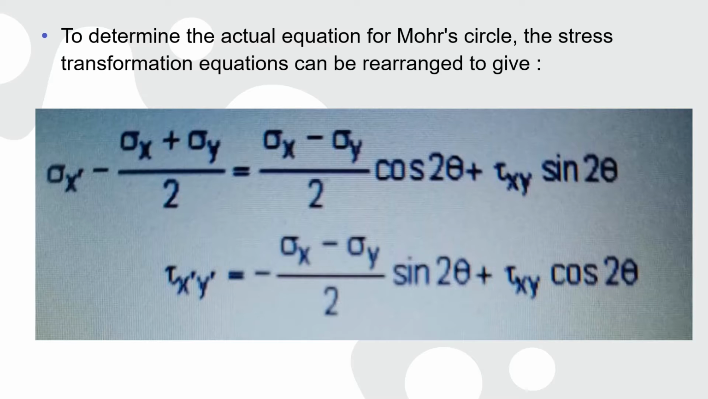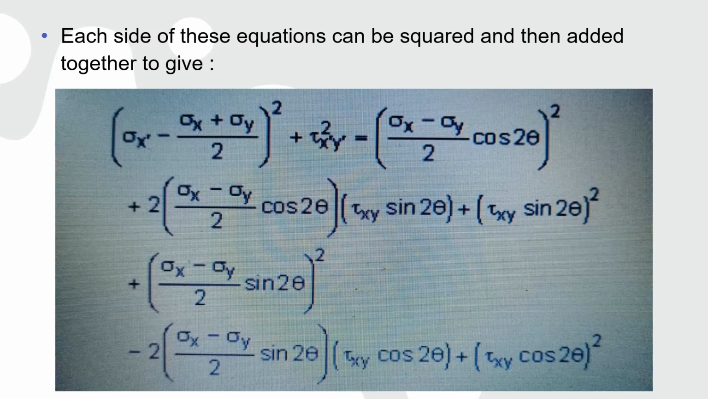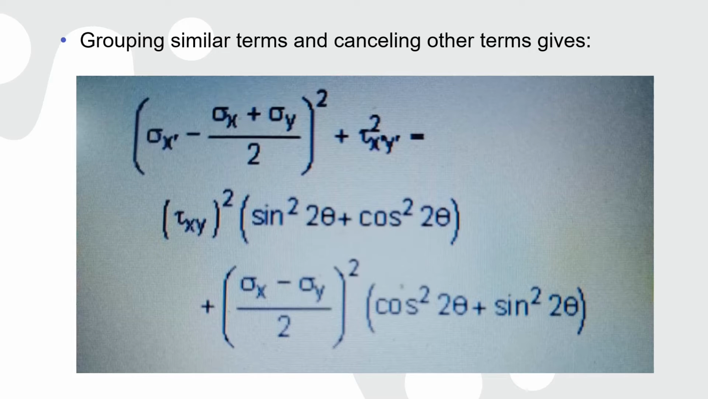So, to determine the actual equation for Mohr circle, the previous stress transformation equations are rearranged to give an equation like this picture. After that, each side of this equation can be squared and then added together to give an equation like in this picture. Grouping similar terms and cancelling other terms gives an equation that is more simplified like this picture.